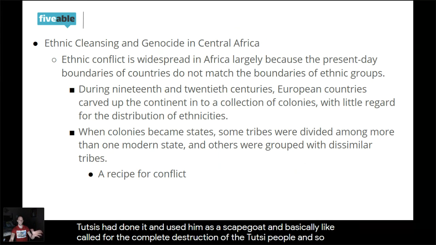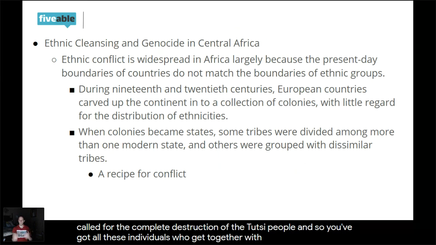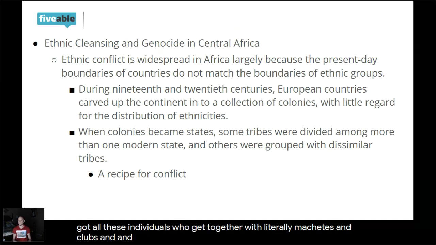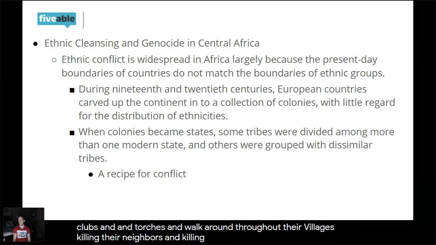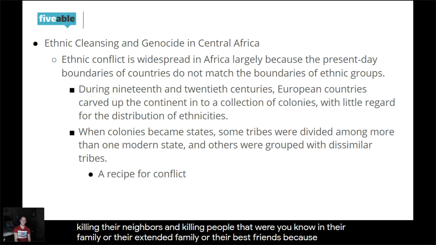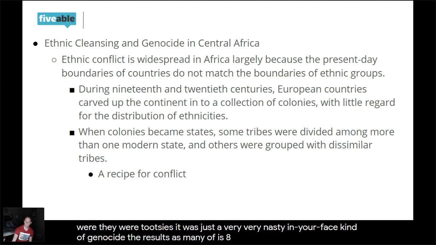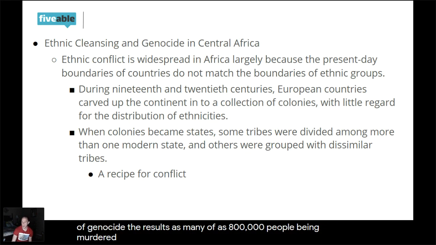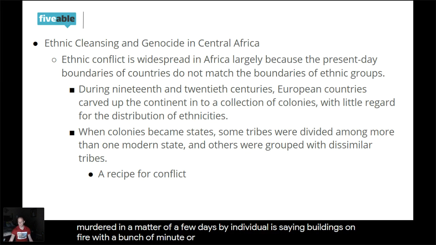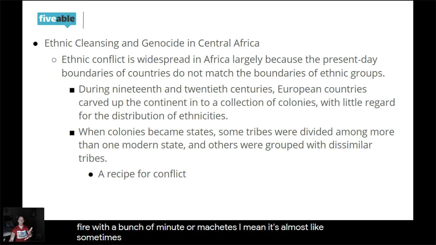And so you've got all these individuals who get together with machetes and clubs and torches and walk around throughout their villages, killing their neighbors and people in their family or extended family or their best friends because they were Tutsis. It was a very nasty, in-your-face kind of genocide that resulted in as many as 800,000 people being murdered in a matter of a few days by individuals setting buildings on fire and using machetes.